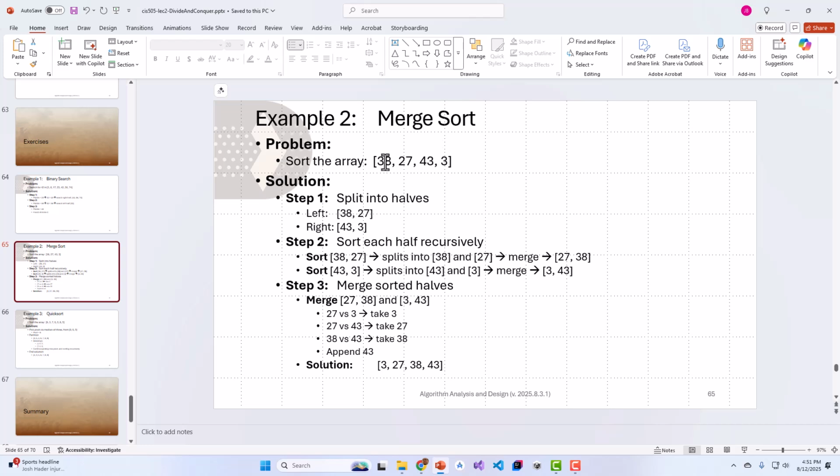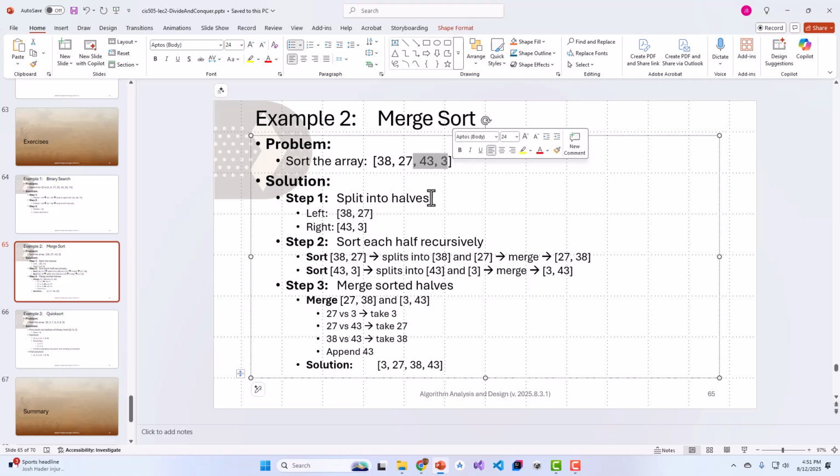Example 2, merge sort. This is a very simple one, just to keep it very, very easy. Sort the array 38, 27, 43, 3. The solution would be to split into halves. So you get 38 and 27 on one side and 43 and 3 on the other side at the first level. Sort each half recursively.